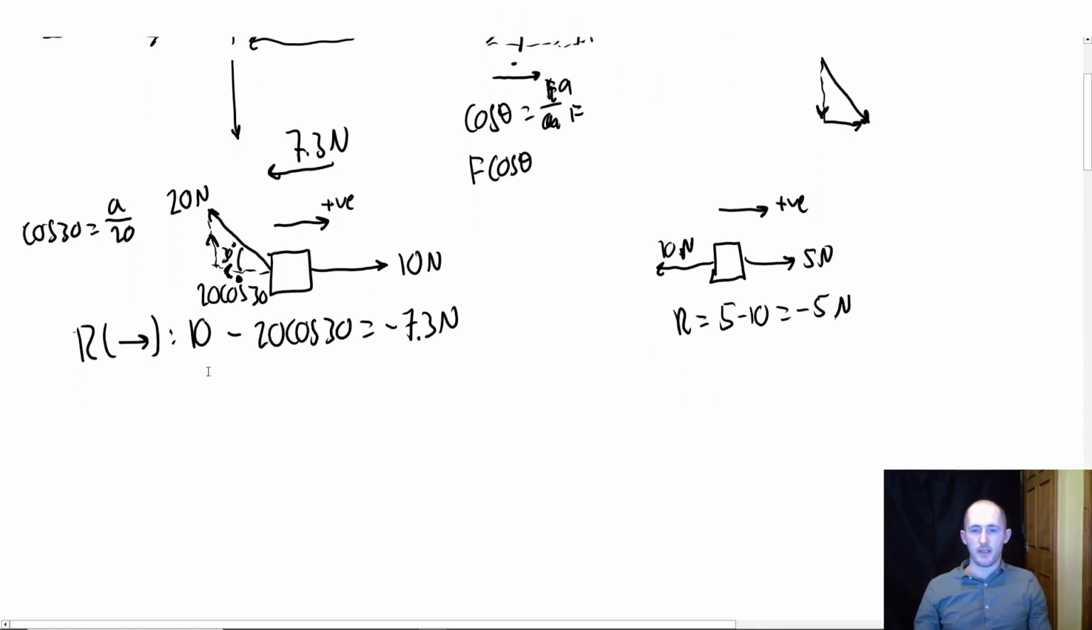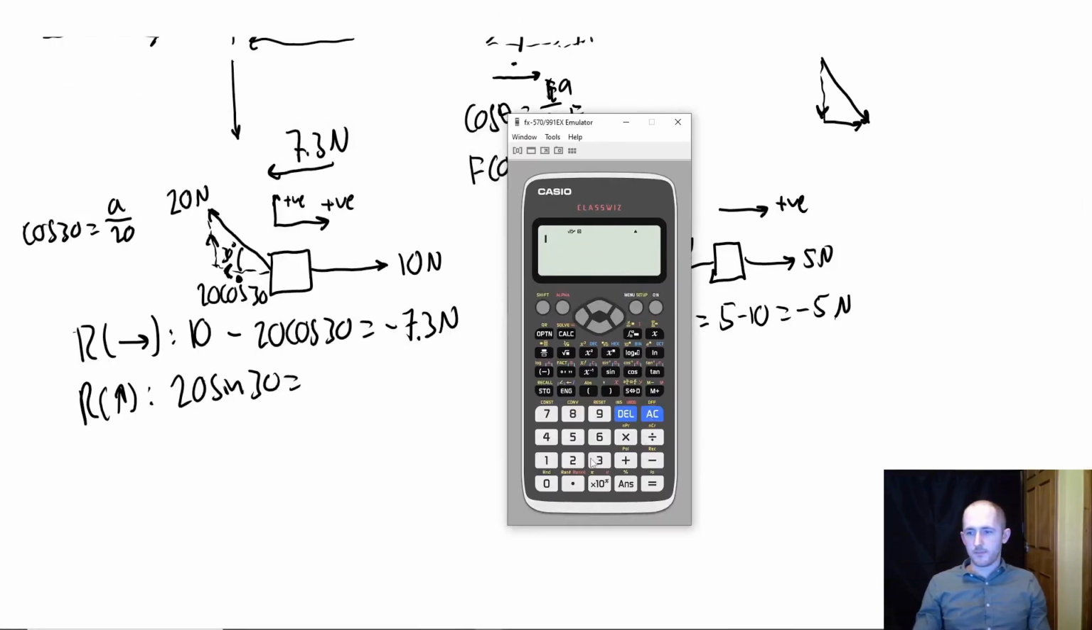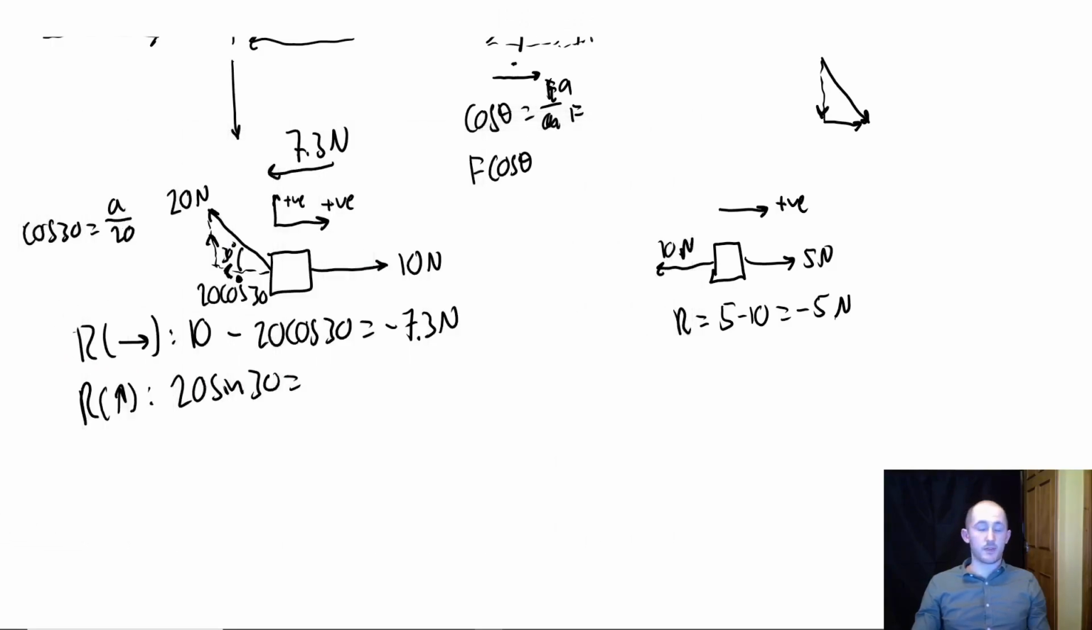So if we resolve this vertically, well, we only have one force, right? And that force, if we take upwards as positive, because we only have one force, is just 20 sine 30, which we can work out. Which is just 10. I should have actually known that. I didn't actually read the angle properly. 10 newtons. So what does this mean?